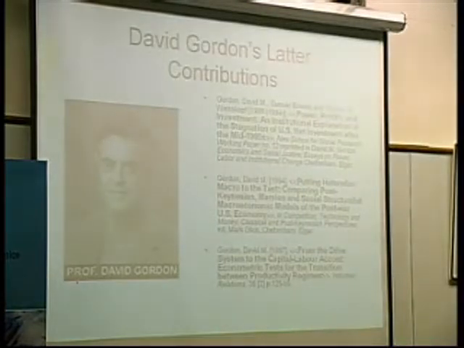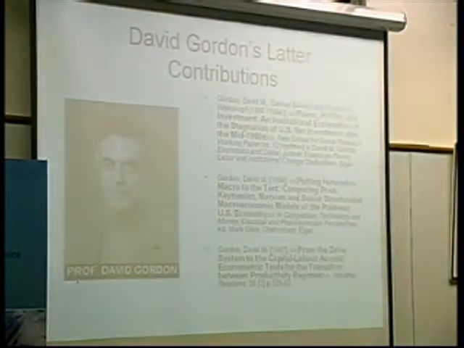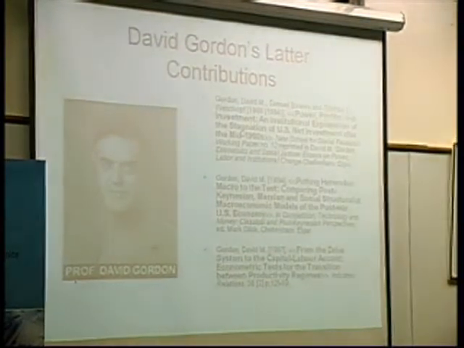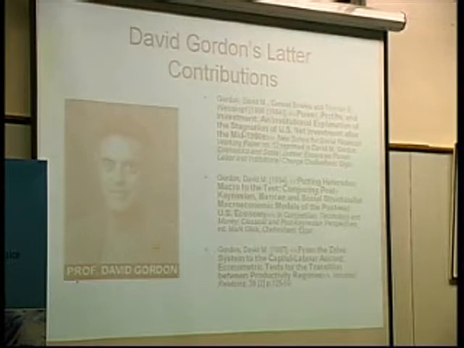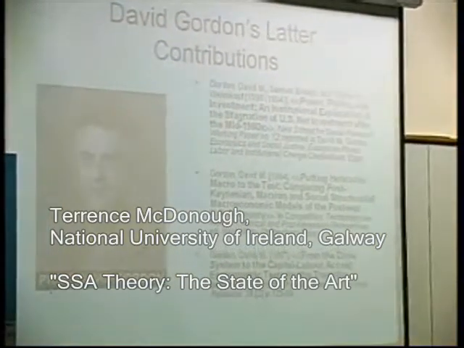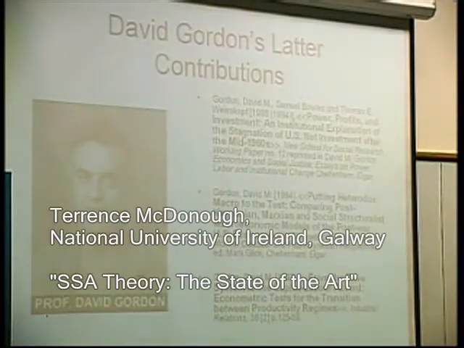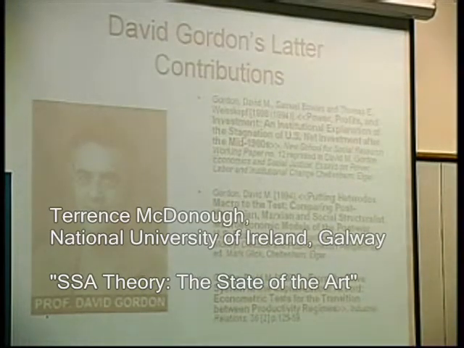The second contribution, Putting Heterodox Macro to the Test, compares four non-orthodox macro models: post-Keynesian, Kaleckian, Marxian, and what David called social structuralist. He actually referred to it more specifically as the lapsus model, after the dictionary definition of lapse, fall into error. But it combined basically Marxian and Keynesian elements, and he thought it was the closest to the social structure of accumulation outlook on the question. And the social structuralist model performed especially well. He was undoubtedly gratified.